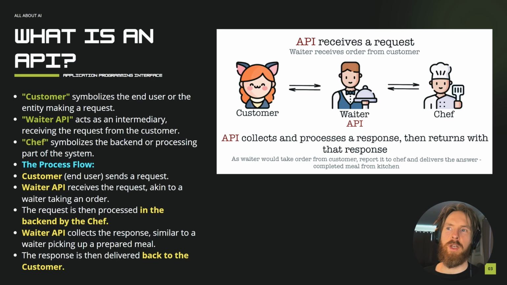So the customer symbolizes the end user or the entity making the request. So that could be us. The waiter acts as an intermediary receiving the request from the customer. And the chef symbolizes the back end processing part of the system. So in our case, we are the customer. The API is kind of the waiter, and the chef is OpenAI in this case.